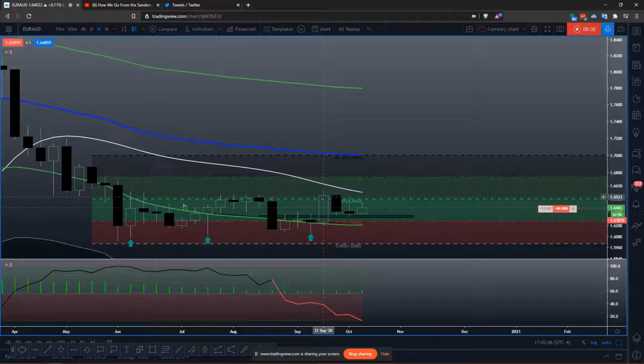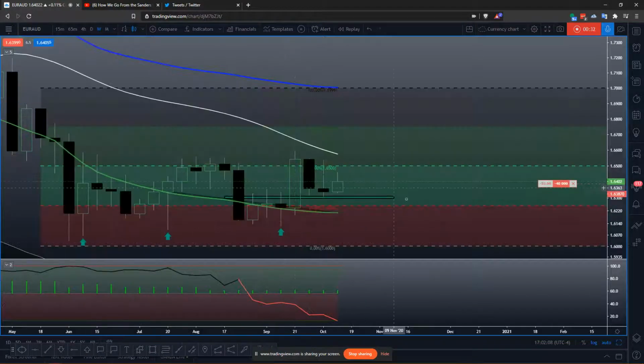I separated it further into 250 pips. So therefore, I get 50% with 0% being 1.60. It's going to be the same for all the pairs that I show you. We are bouncing off of the 1.65.